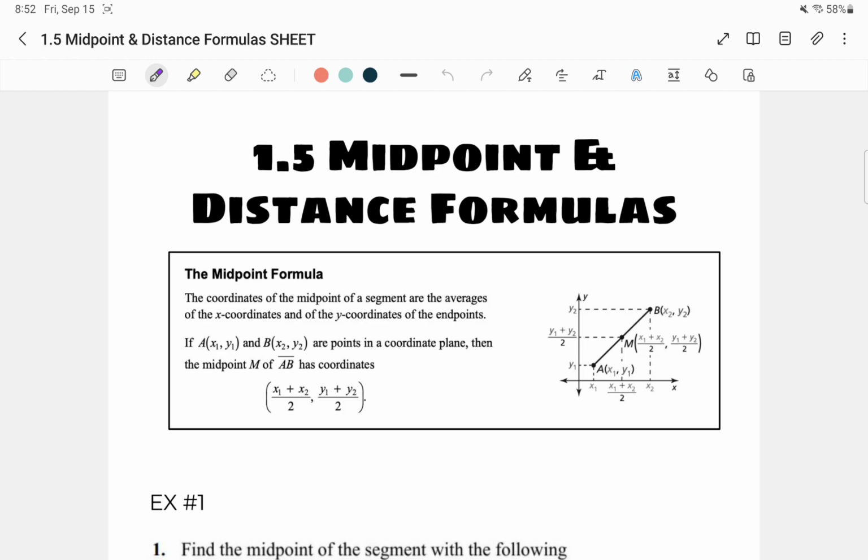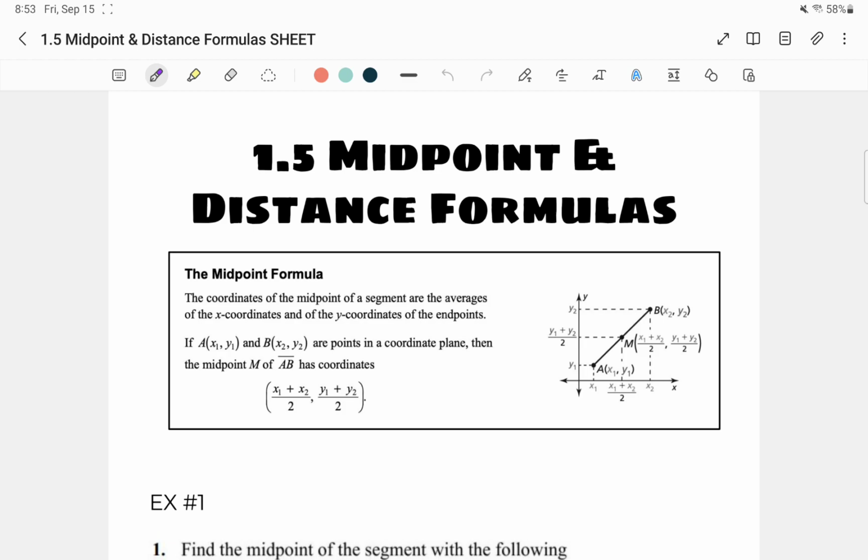So in this lesson, we're just using formulas. That's why we reviewed how to evaluate expressions, because all we have to do is substitute our values into our formula and find an answer. So our first formula is the midpoint formula, which is basically we're trying to find the middle of a segment. And because we're trying to find the middle of the segment, we take the average of the x-coordinates, the average of the y-coordinates, and put them together.